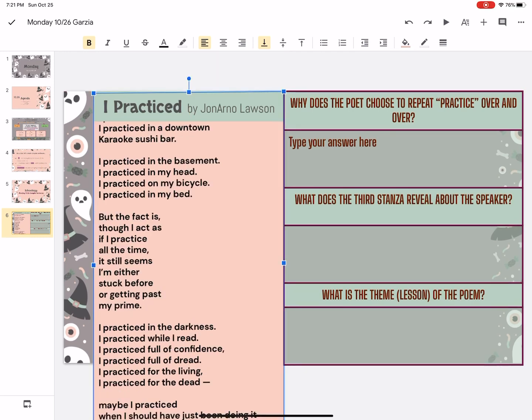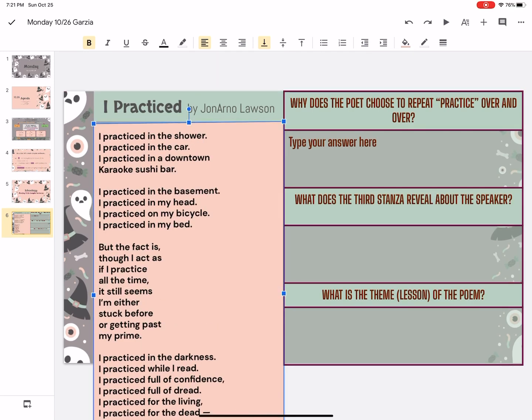Interesting, huh? Okay, let me get my little thing back. So I want you to think about, why does a poet choose to repeat practice over and over? That's a poetic device many poets use, is repetition. So why is he constantly talking about practice? I'll tell you, I do feel as though it emphasizes the parts where he does not discuss practicing to pop. And so maybe he's wanting to emphasize those parts. What does the third stanza reveal about the speaker? And then what is the theme or lesson of the poem?